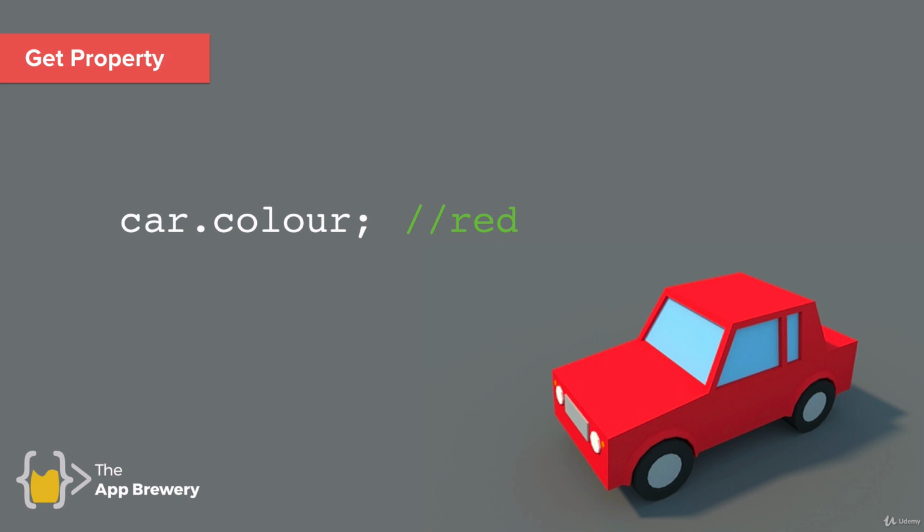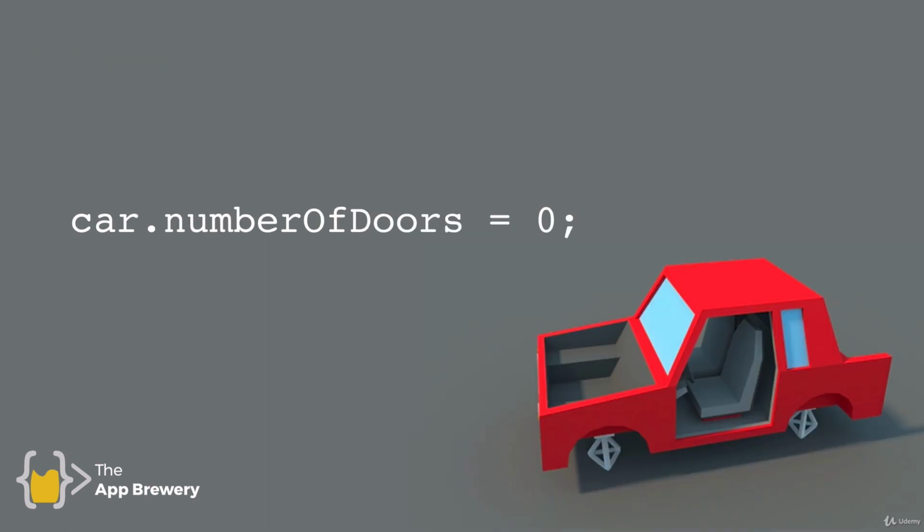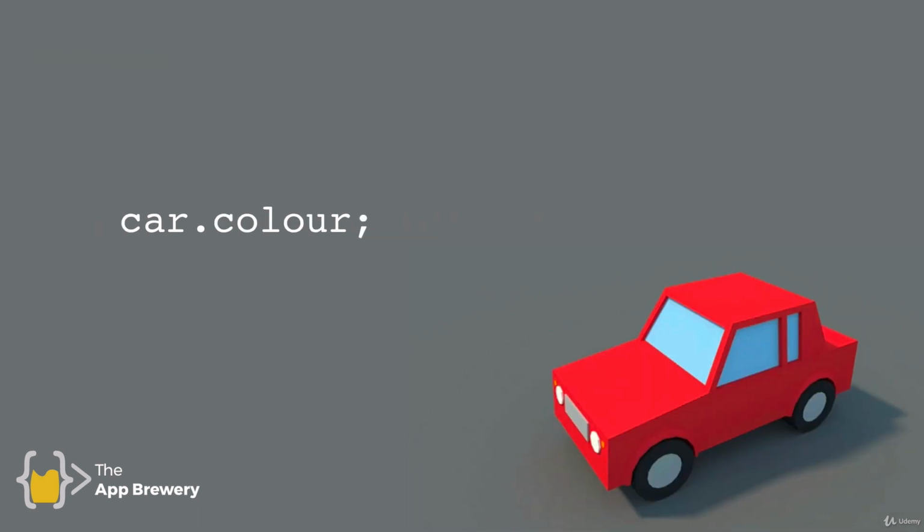Now, with properties, we can also set it. So we can say car.numberOfDoors. The number of doors property of car, let's change it to 0. And now our car has no doors. And this is called setting a property. And you can see that the difference between setting a property and getting a property is simply whether we assign a value to it with an equal sign.